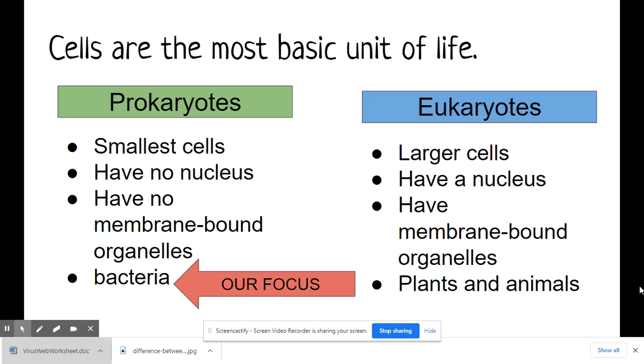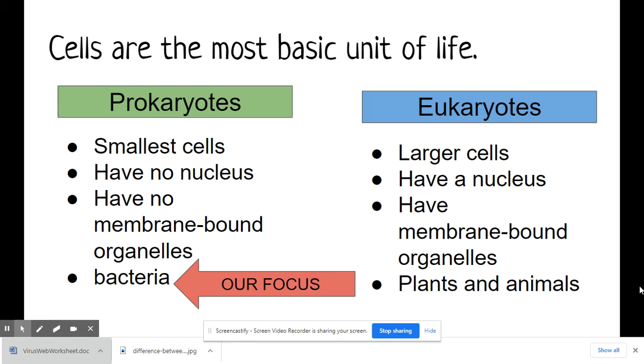We also know that we have prokaryotic cells, which are your most simple, smallest cells. They have no nucleus, no membrane bound organelles, and the focus of the prokaryotic cells is your bacteria. Bacteria are super, super simple. Them not having a nucleus and their DNA just floating freely around makes them a very simple cellular structure.